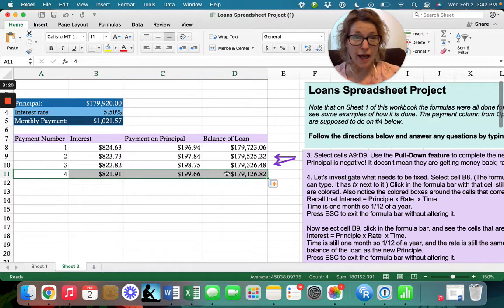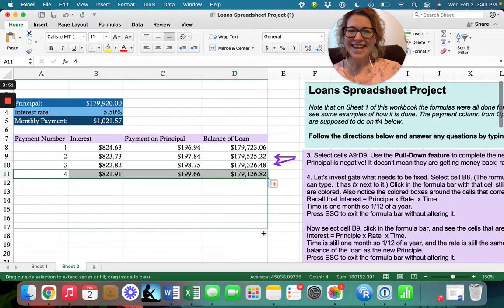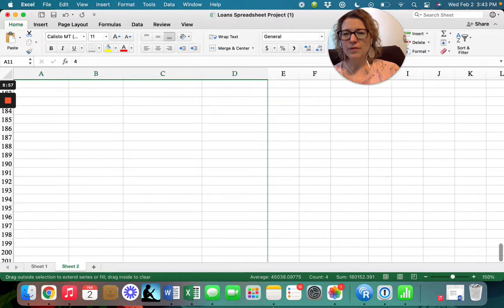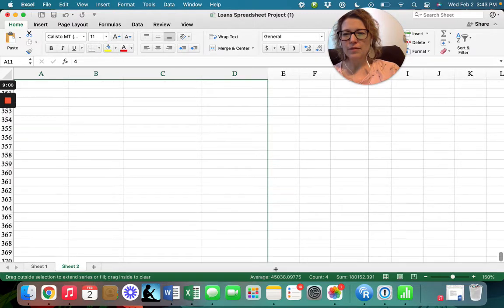So I want to pull it down until the balance of the loan is totally gone. Now we know this is a 30-year mortgage. This is the same example that we did in class. And we're paying every month. So that's 30 years of 12 payments per year. That's going to be how many payments? 360. So that's really far to pull down. So I'm going, okay, here we go.